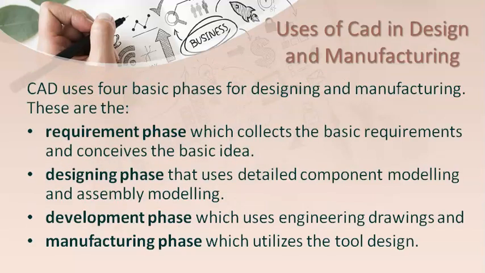Uses of CAD in design and manufacturing. CAD uses 4 basic phases for designing and manufacturing. These are the requirement phase, which collects the basic requirements and conceives the basic idea; the designing phase, that uses detailed component modeling and assembly modeling; the development phase, which uses engineering drawings; and the manufacturing phase, which utilizes the tool design.